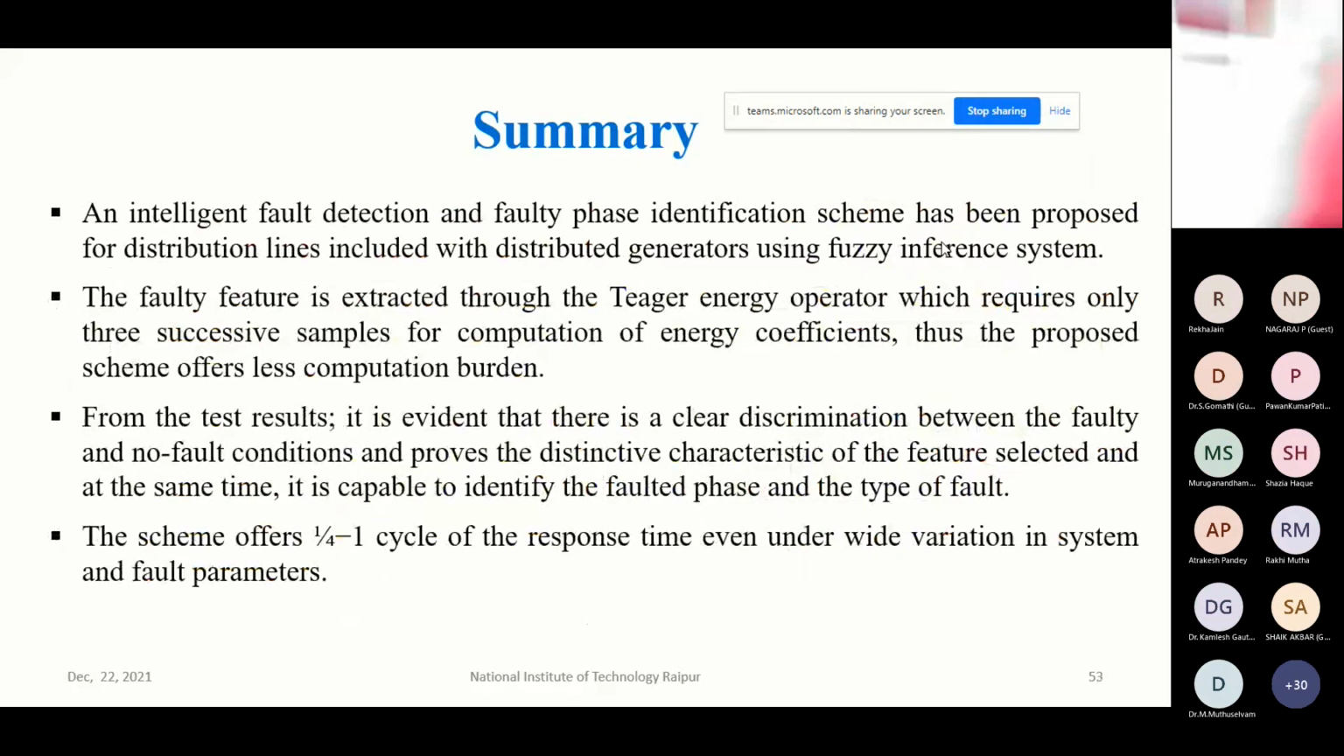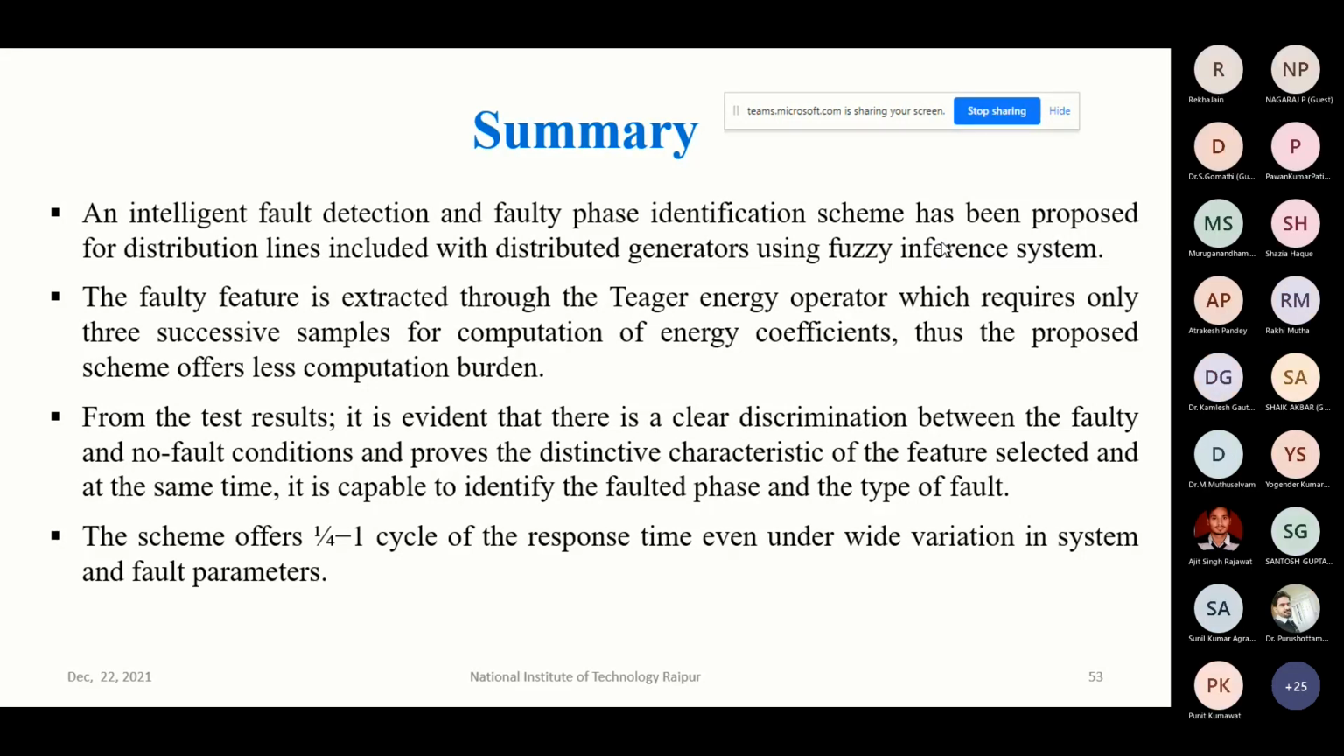So this covers the final summary. Herein we have presented a fault detection and faulty phase identification scheme for distribution lines integrated with DGs using fuzzy inference system. The fault features have been extracted using Teager energy operators. This TEO requires only three successive samples for computation of the energy coefficients, and because of this, it offers very less computation burden. From the test results, we can see that the faulty phase as well as the ground can be detected in very less time, and TEO energy coefficient gives clear distinctive characteristic features for discriminating the faulty and non-faulty part. The overall response time offered by the scheme is quarter to one cycle under wide variations of faulty as well as system parameters.